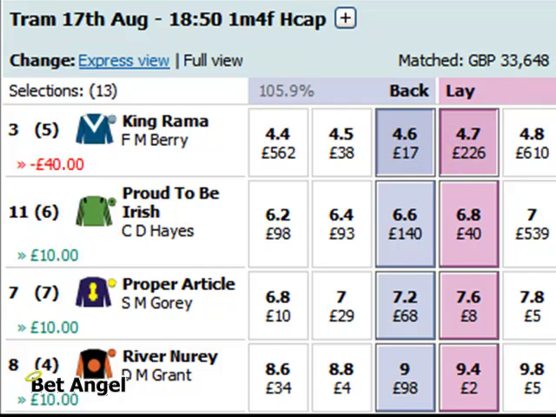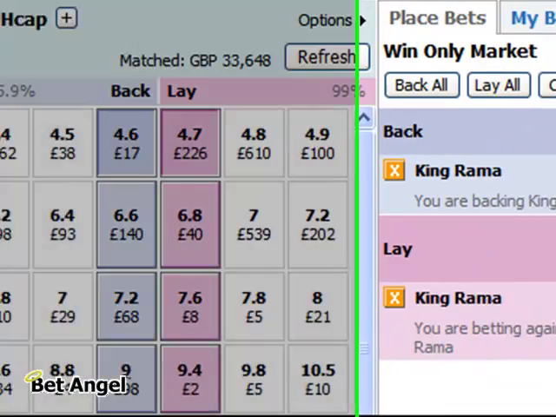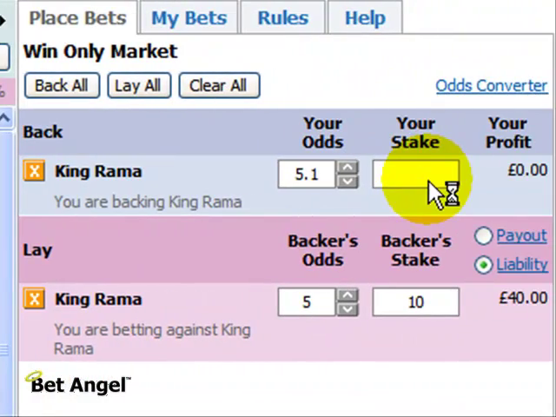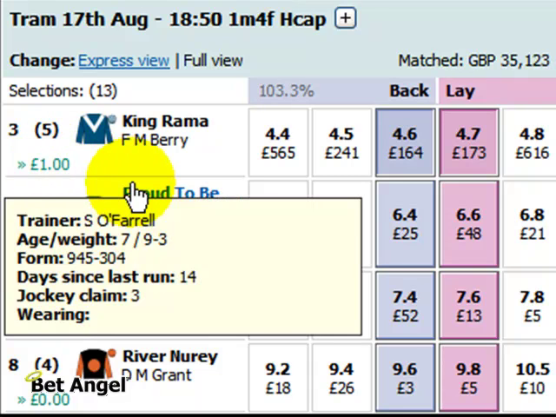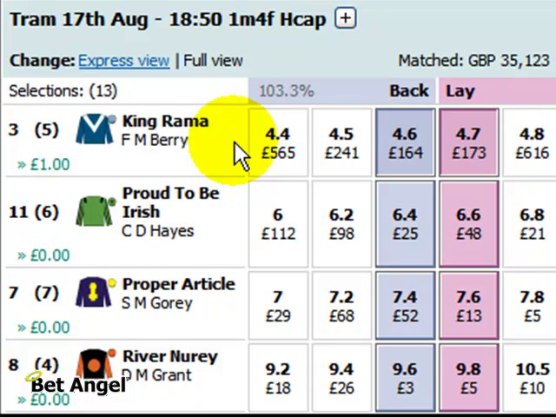So the essence of trading is putting two orders in the market at the same time, but allowing them to go into the market at slightly different prices. Where the skill in trading lies is in actually getting both these orders matched. Because you can see here, if we get both these orders matched, we've got no liability on the race, but we do actually have the potential for a £1 risk-free profit on King Rama if he goes on to win.